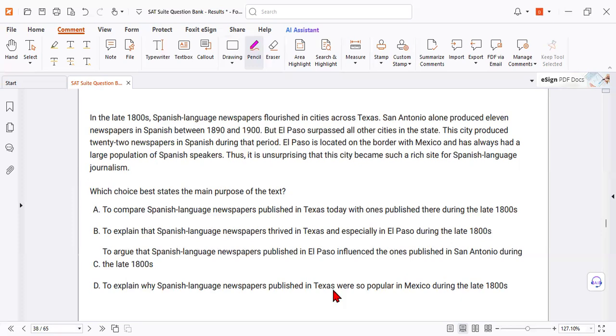Tell me, my friend. The answer is B. The letter B, correct. Let's find the evidence. To explain that, the newspapers thrived. What does thrived mean? Just like to continue to be alive. Look, thrive, live, similar sound to help you remember. But did he mention that? Yes. Look, newspapers flourished, means thrive. Continue. And then produced 11 newspapers. And look, but El Paso surpassed all other cities. Yes, the city produced 20 newspapers in Spanish. So that means continue to be strong. That's why. Good job.